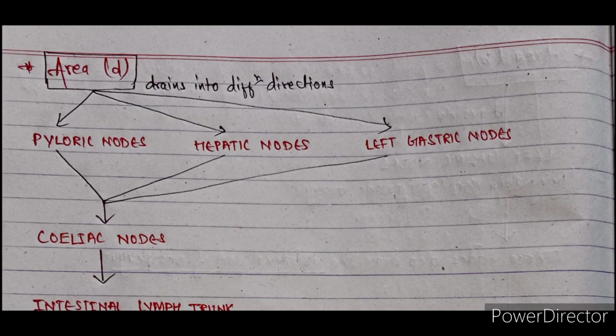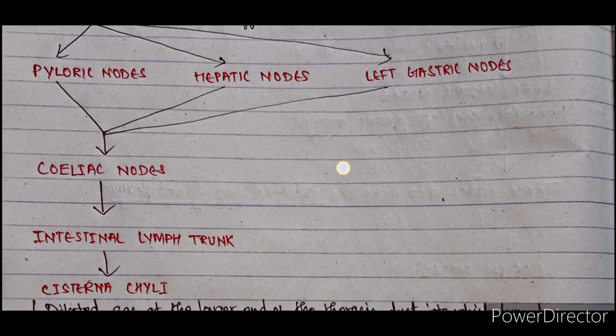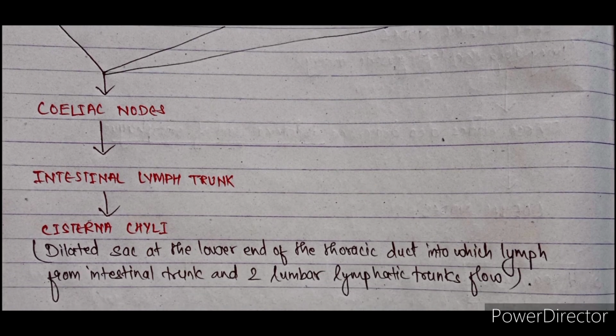The lymph from area D drains into different directions, that is pyloric nodes, hepatic nodes and left gastric nodes, and from all the three nodes the lymph travels to celiac nodes, and from the celiac nodes it drains to intestinal lymph trunk and finally into the cisterna chyli.